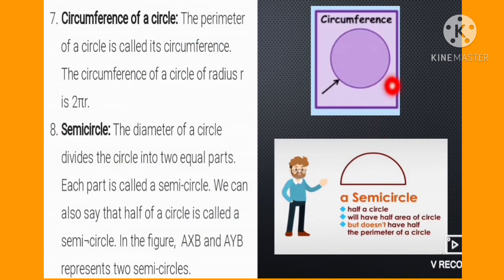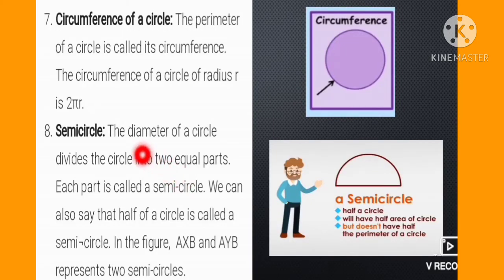Circumference of a circle. The perimeter of a circle is called its circumference. The circumference of a circle of radius r is 2 pi r, and it also equals pi d, where d is equal to 2r.